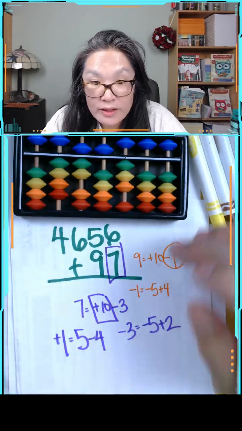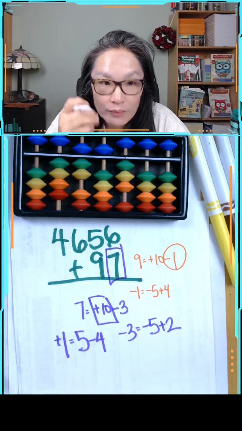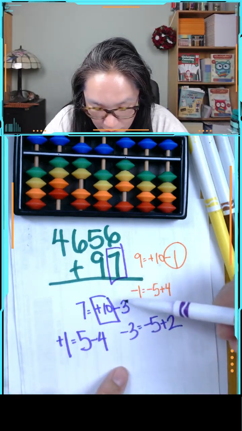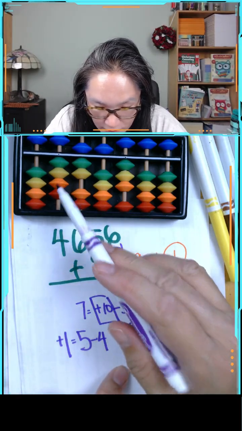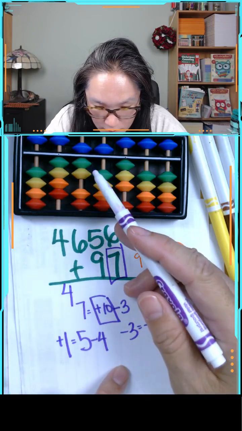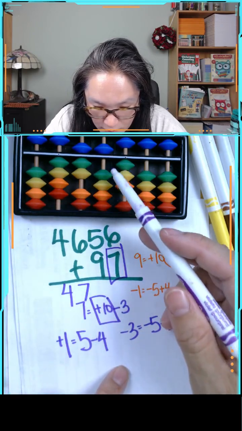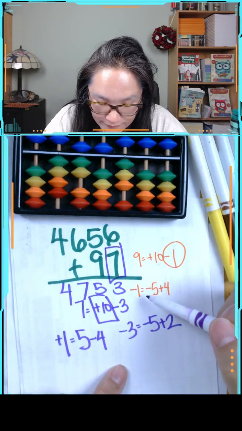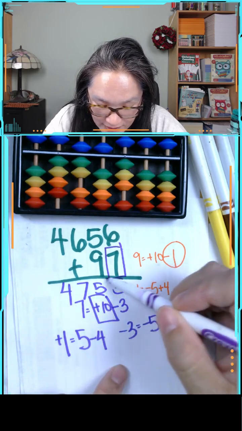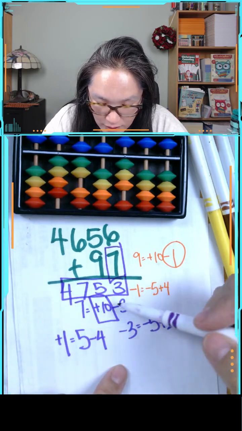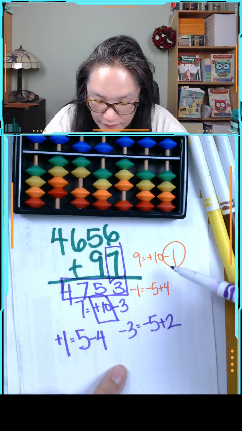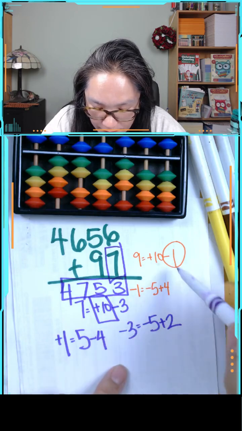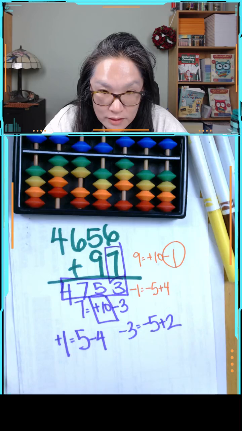So my final answer is, I need to write it down. Yep, write it down. Take a little bit of time to do it. So we have our final answer, 4, 7, 5, 3. Yeah, that's the answer. So I did 1, 2, 3, 4, 5. I did five formulas all in one.